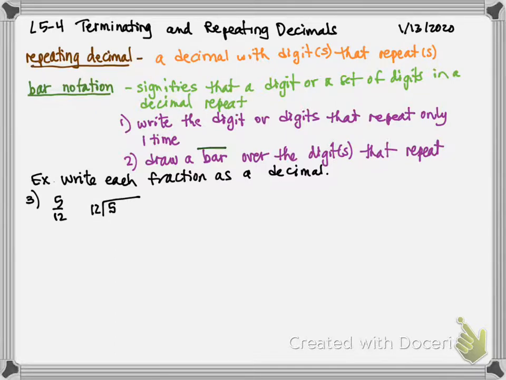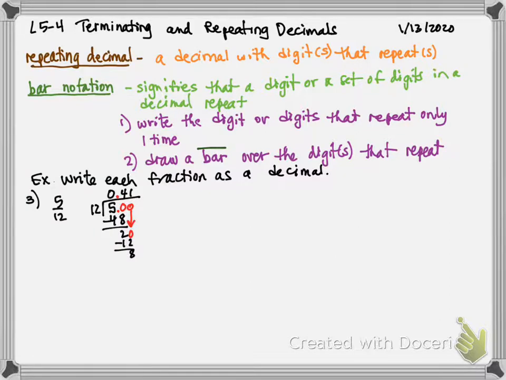So 12 can't go into 5, so we put a 0, and that's when we're allowed to put a decimal point into the dividend, bring it straight into the quotient, and then annex a 0 and start dividing. Well, 12 goes into 50 four times, which is 48. So when I subtract, I get a difference of 2. That allows me to bring in another 0, and 12 goes into 20 only one time, and there's a difference of 8.